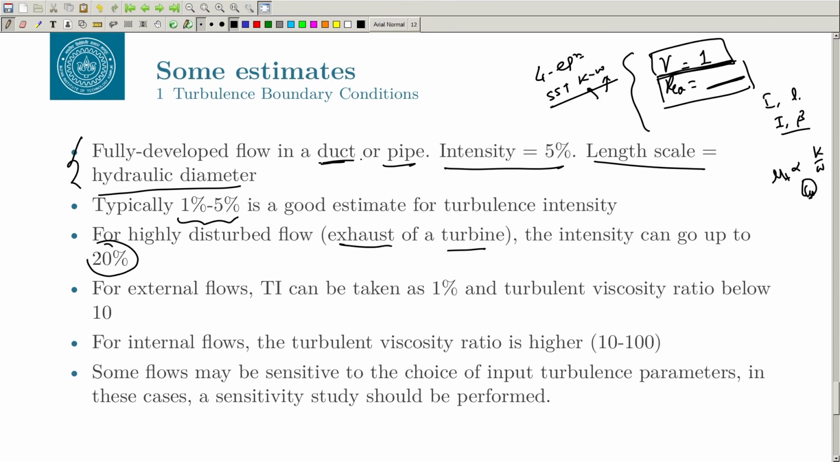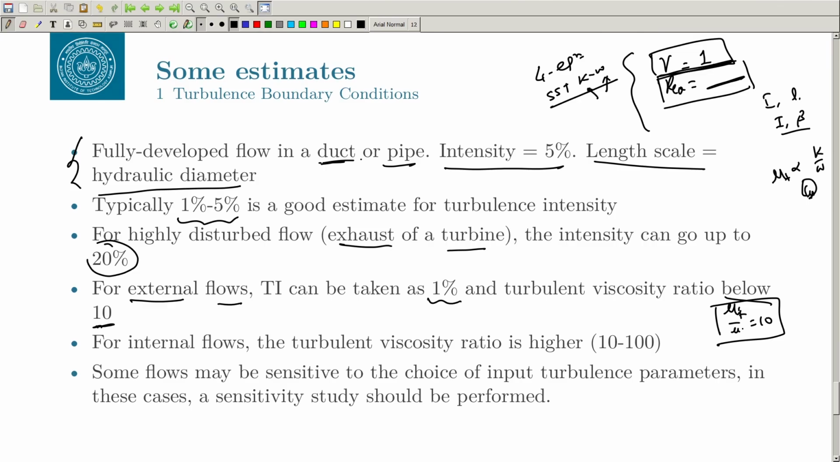For external flows, the turbulence intensity can be taken as 1% or even lower than that. And the viscosity ratio can be taken as 10. So, basically mu t by mu is equal to 10.